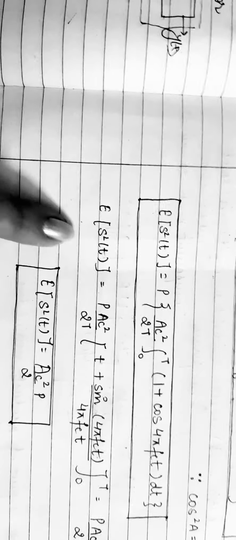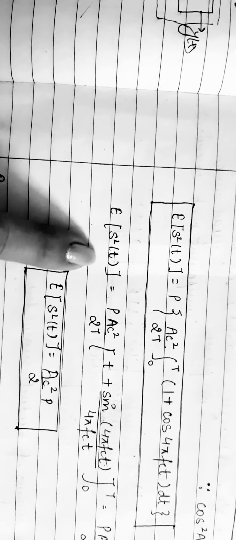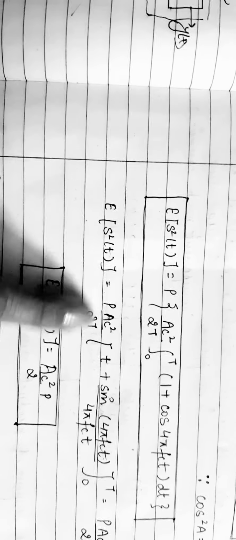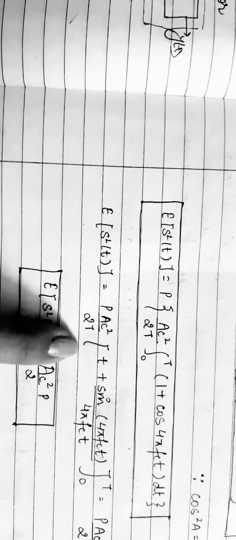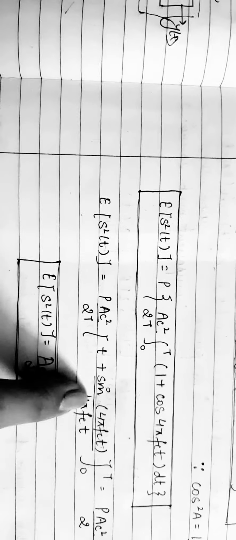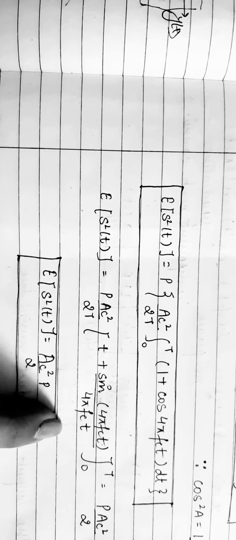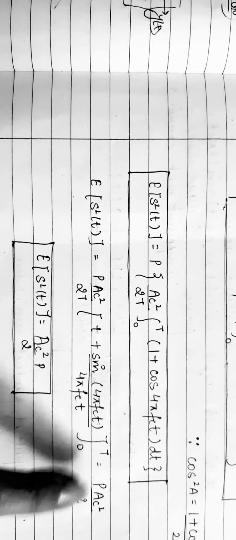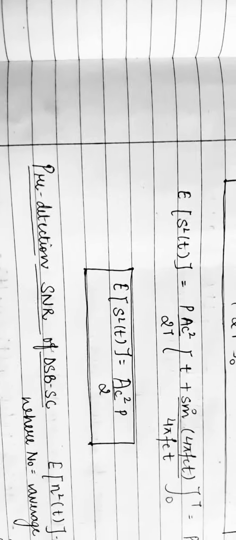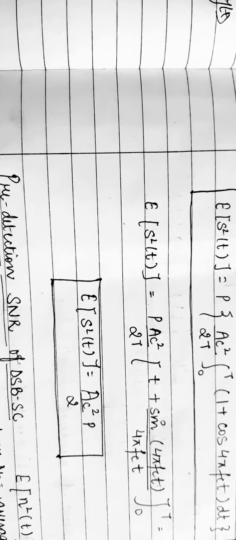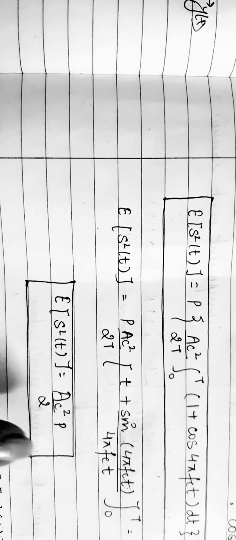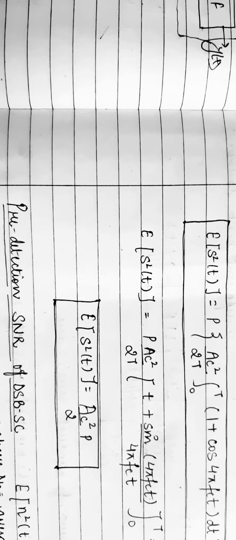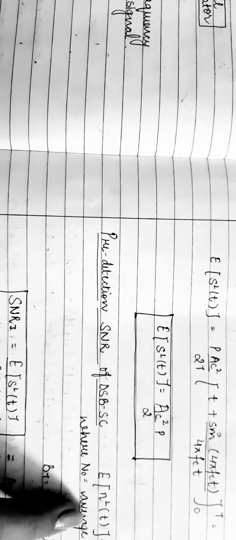For further calculation, the expectation of s squared t is equal to P Ac squared upon 2T, taking the constant outside, and integrating gives T plus sin 4 pi fc t upon 4 pi fc, with limits 0 to T. After solving we get the value P Ac squared upon 2. So the expectation of s squared t is equal to Ac squared by 2 into P.